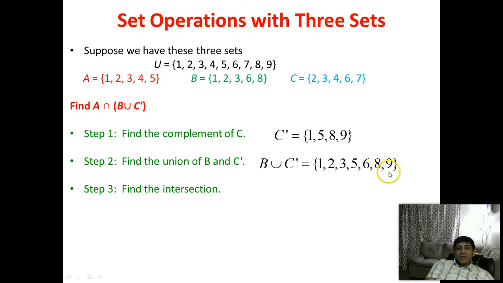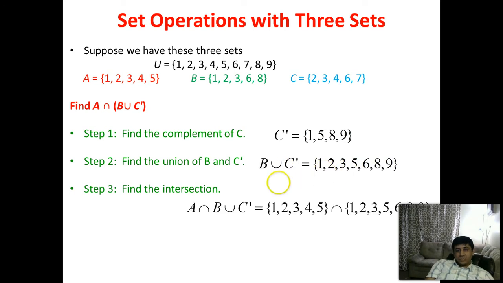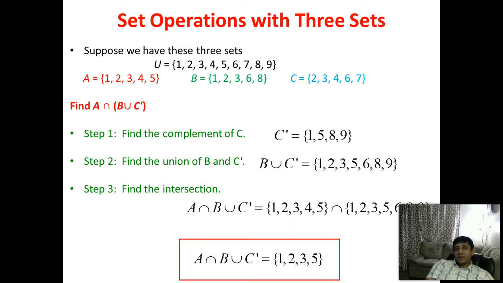Now let's move on to the last step. The last step is to find A intersection with what we just found, B union C complement. We have to find A intersection (B union C complement). B union C complement is given by this set here. So let's find the common elements, and the common elements come out to be 1, 2, 3, 5. So that's what we wanted; that's our final answer.